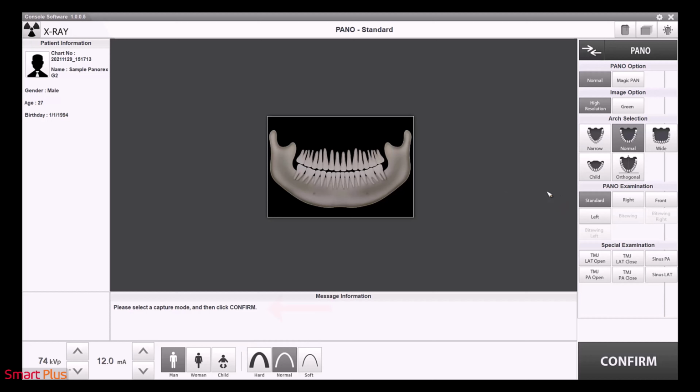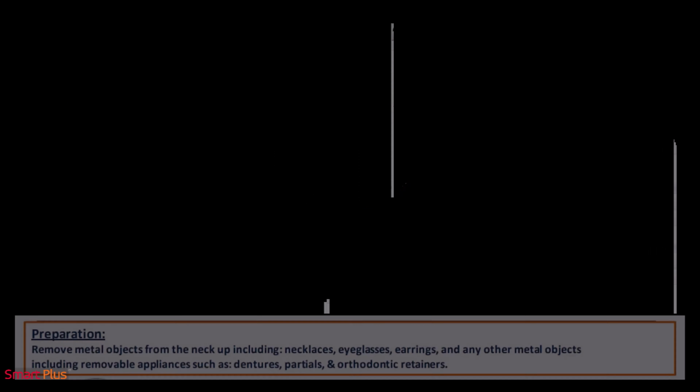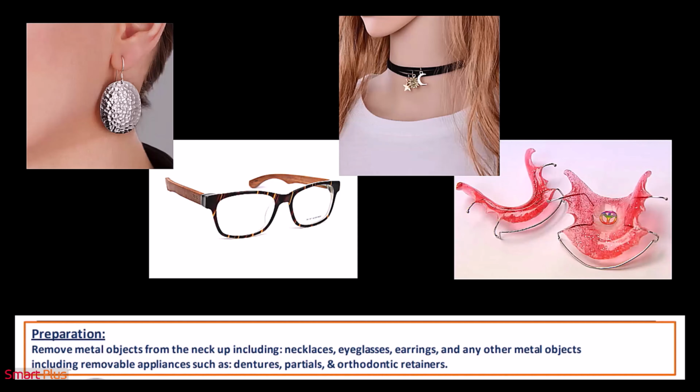Also notice the message information area on the bottom left of the screen, always displaying the status and next steps to take. Once completed, we can simply click confirm and the machine will rotate to capture position and we can move on to position our patient. In preparation, have the patient remove any metal objects from the neck up, including eyeglasses, earrings, necklaces, or any other metal objects.